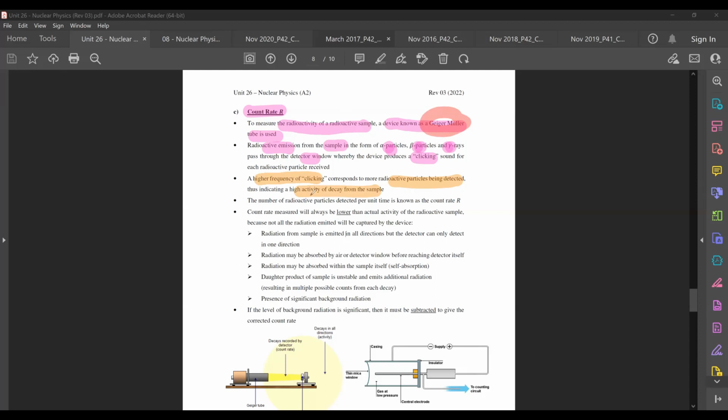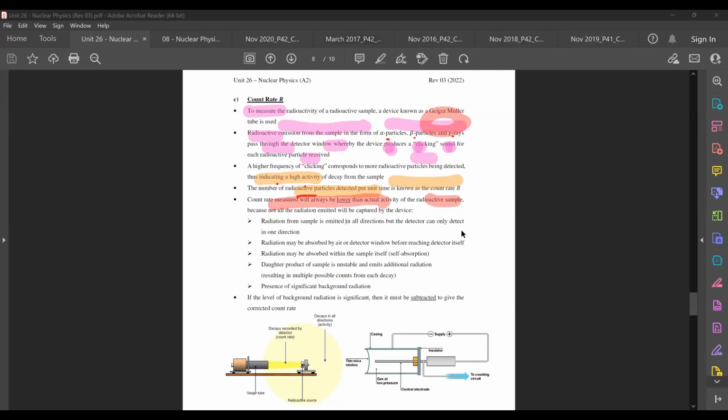Because if you have high activity of decay, you're obviously going to emit a lot of radioactive particles, alpha particles, beta particles, and gamma ray photons per second. So if you use a Geiger-Müller tube nearby, it will capture all these particles and emit a clicking sound. A lot of radioactive particles means a high frequency of clicking, indicating high radioactivity. How many clicks you get per second is known as your count rate. The number of radioactive particles detected per unit time is your count rate.